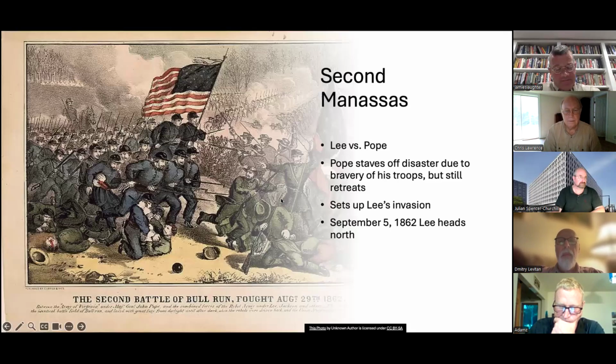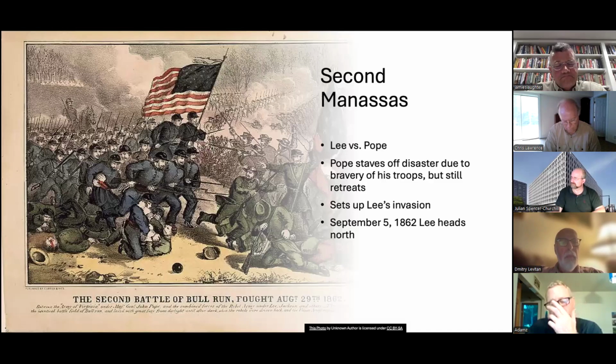Second Manassas, which is fought shortly thereafter. Lee versus Pope. McClellan is still trying to get his army basically in a position to threaten Lee again. And Second Manassas is another battle that's regarded really as kind of one of Lee's better battles.